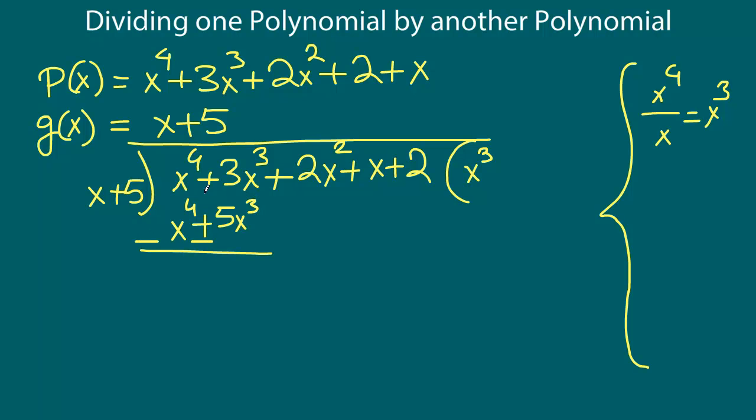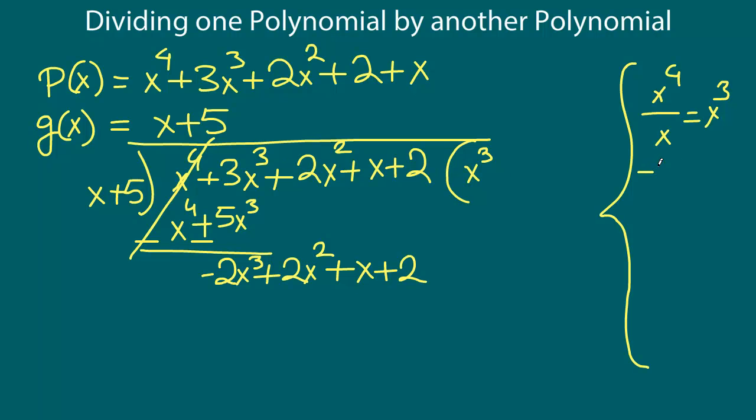We subtract this out, so this cancels out. So minus 5 plus 3, you get minus 2, minus 2x cubed. Then we have 2x squared plus x plus 2, right? These are the remaining terms.